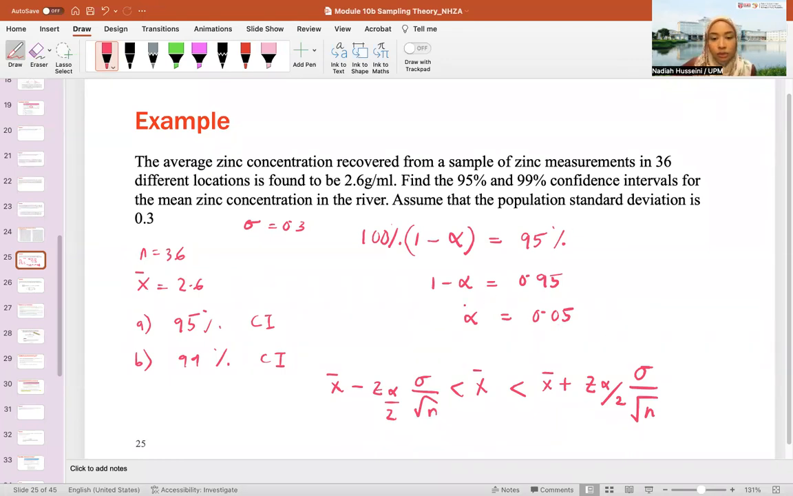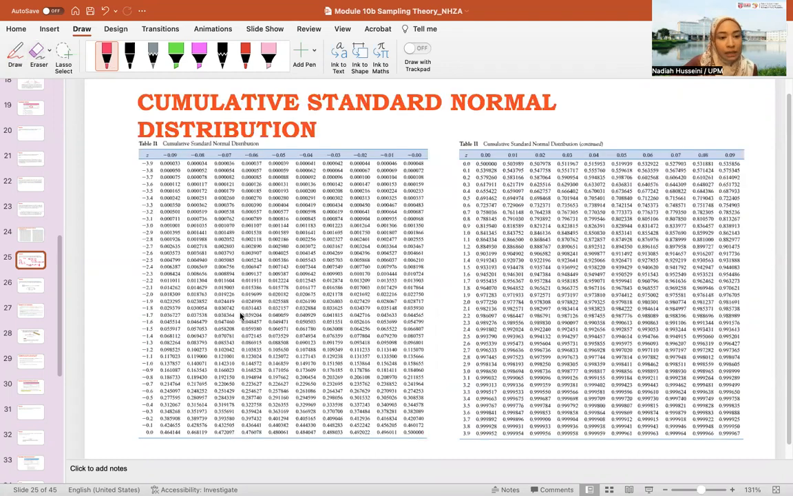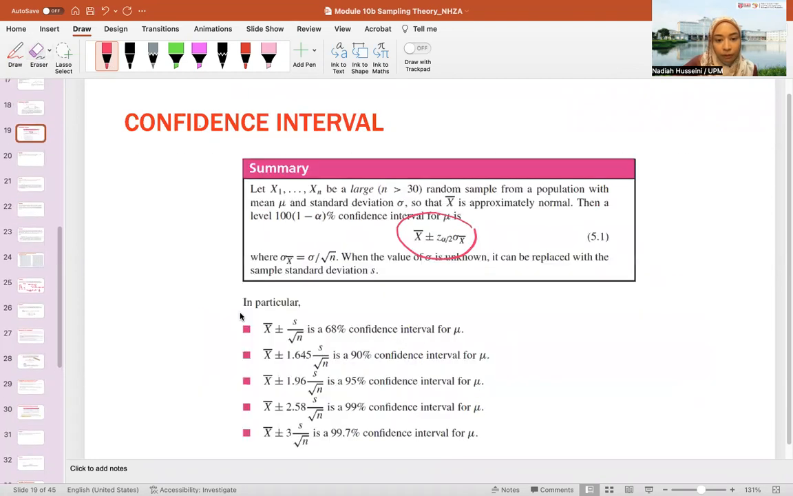So the first thing is we need to find alpha, and then we need to know what our alpha over 2 is, which is 0.025. So now I know that my z is z of 0.025. And we already know that for the 95% confidence interval, it is actually 1.96 from here. Remember that we talked about this last time?